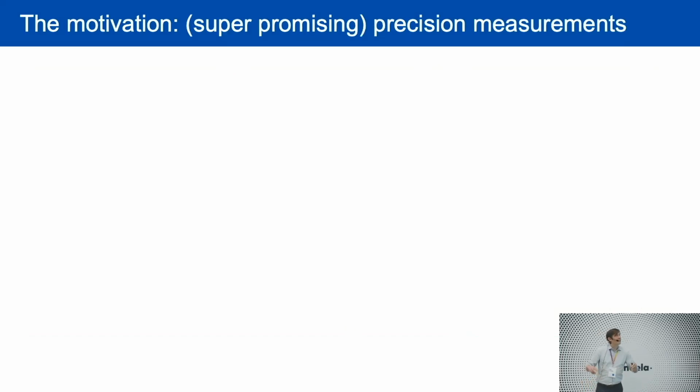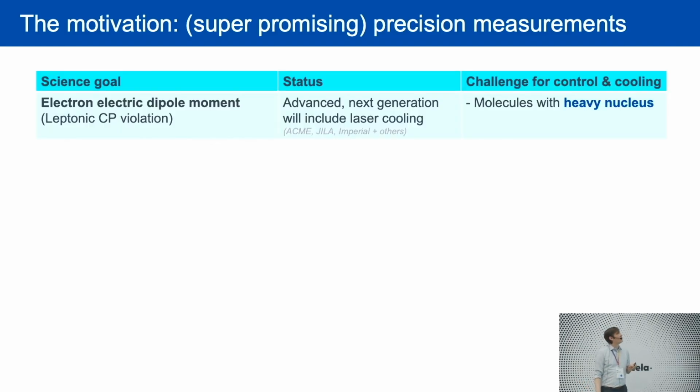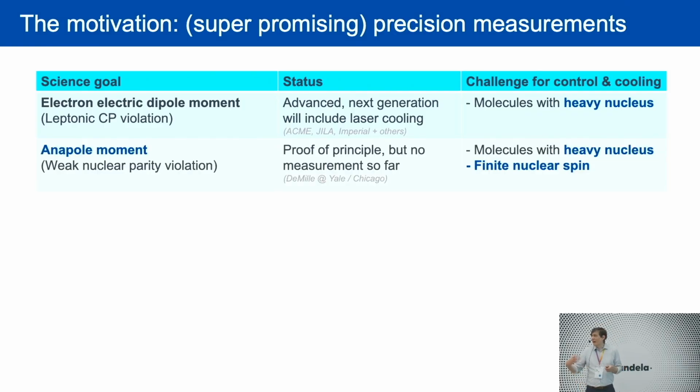So what kind of super promising precision measurements would that be? You all know the electron EDM searches that are ongoing, and these are very advanced experiments where the next generation will certainly rely on laser cooling. I think there will be a talk in this session about that topic as well. These usually require molecules with a heavy nucleus. That's still fine. It's challenging because of the heavy mass, but the structure of these molecules is not yet a big deal. But then there are many more precision measurements that you can do with molecules.